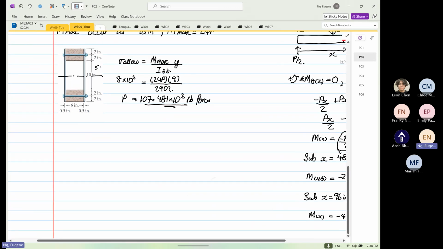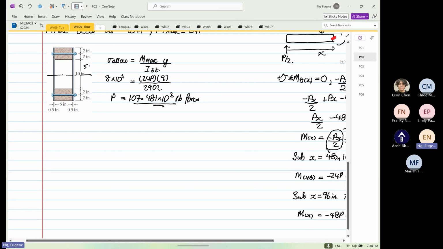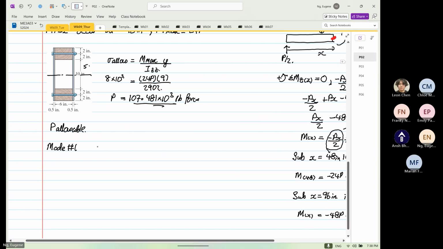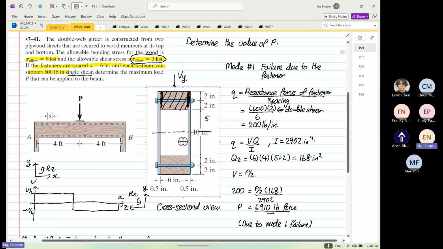So from here, we know that the P allowable, okay, for mode 1, fastener, P is equal to what we calculated earlier, 6910.